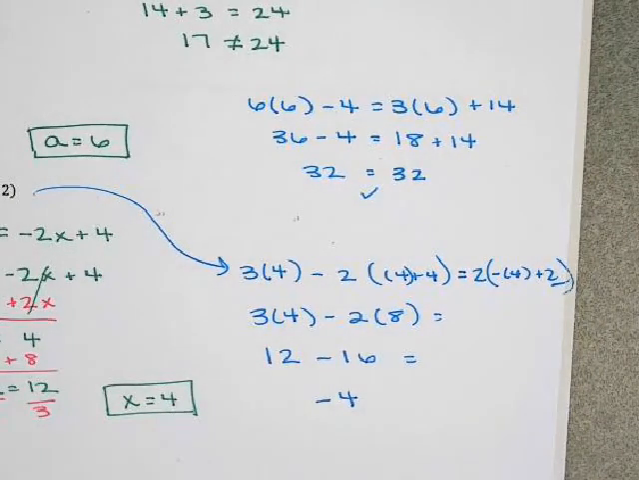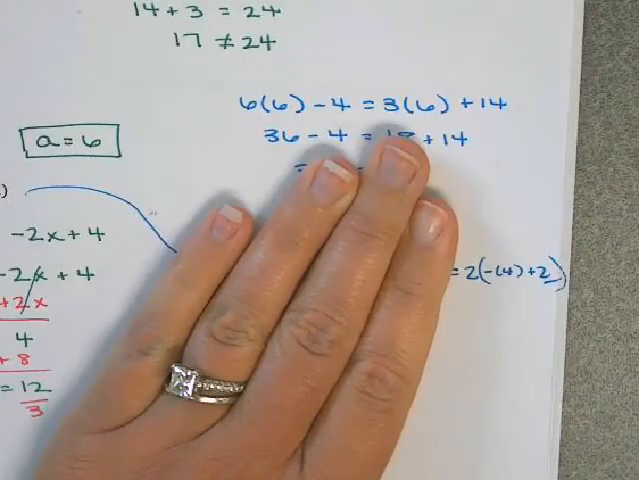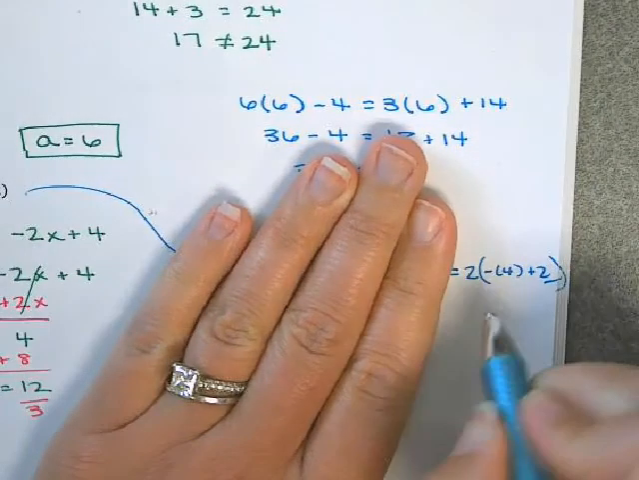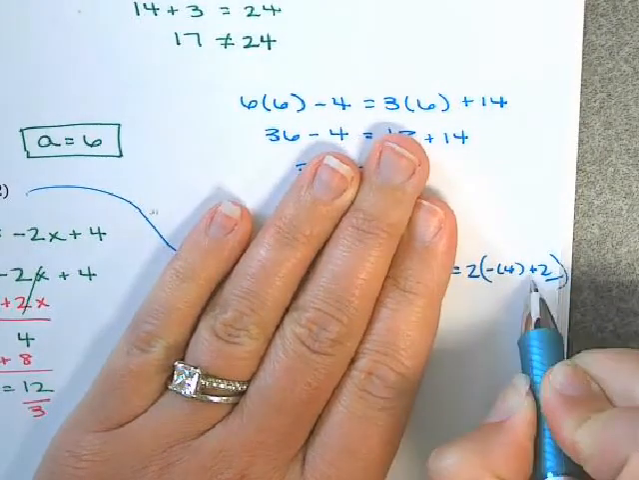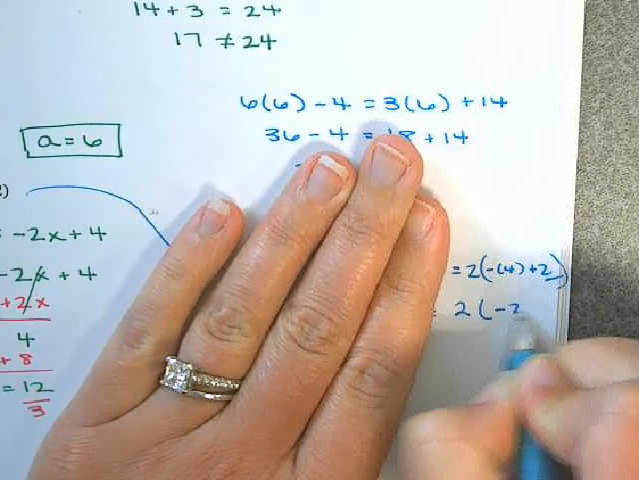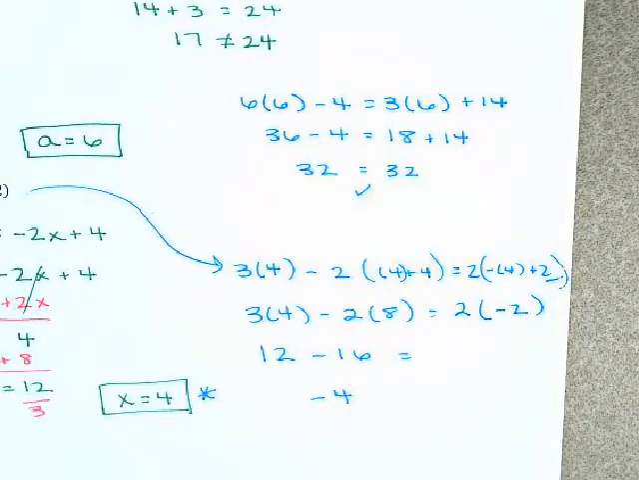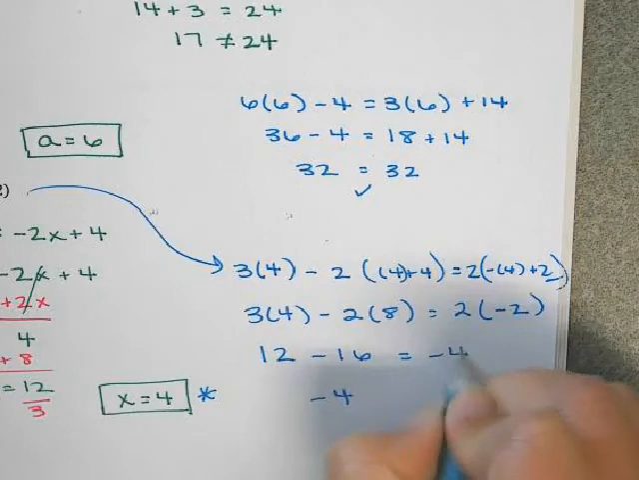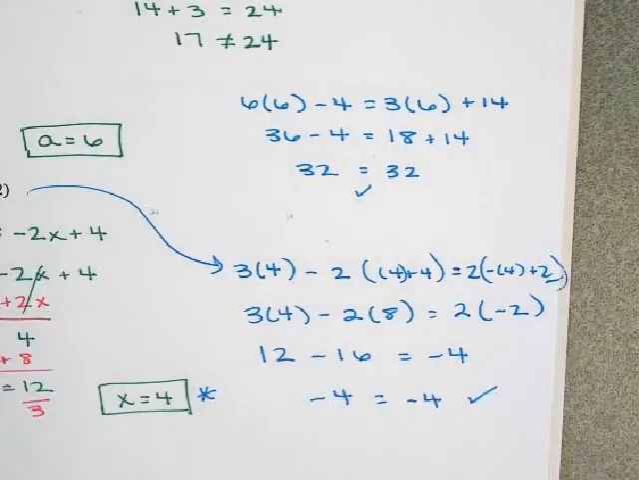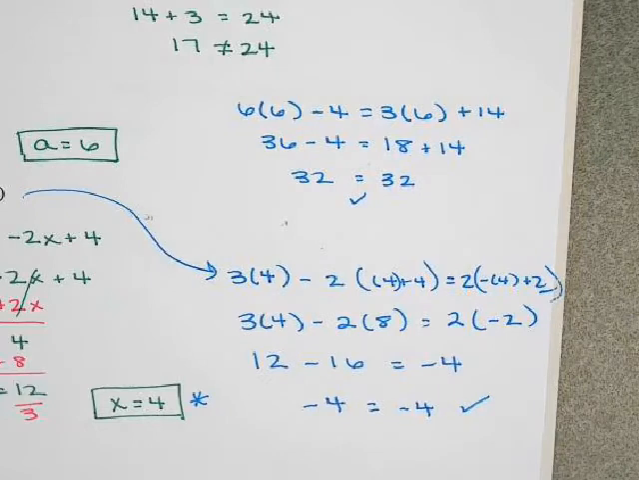So now we have to go through and we're going to simplify the right side and hope that it's also negative 4. And if it is, that means that we found our solution and that it is correct. So we're going to cover up the left side now. And inside the parentheses, we have negative 4 plus 2, which is still negative 2. 2 times negative 2 is negative 4, which is what I got, which means that 4 is a solution because the equation is true. Are we okay?